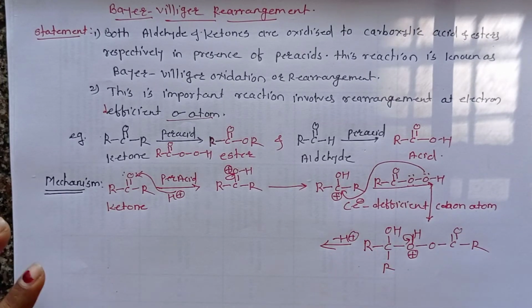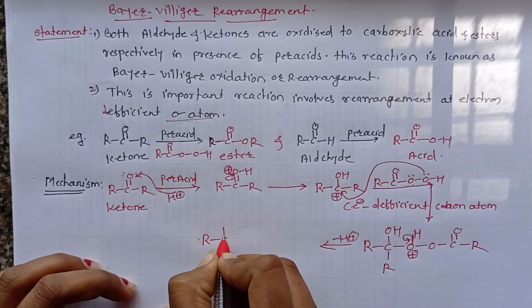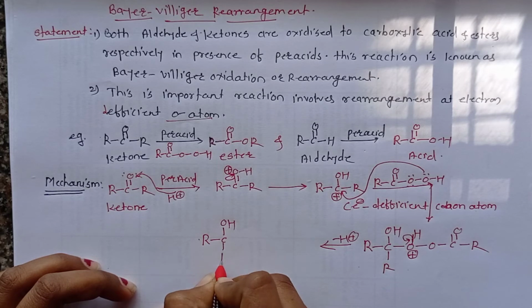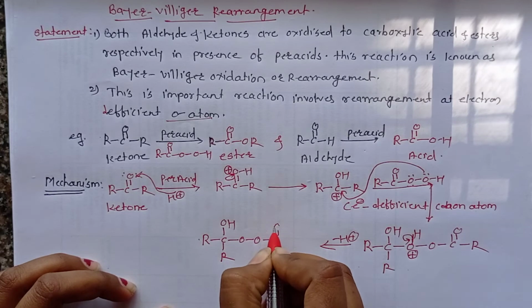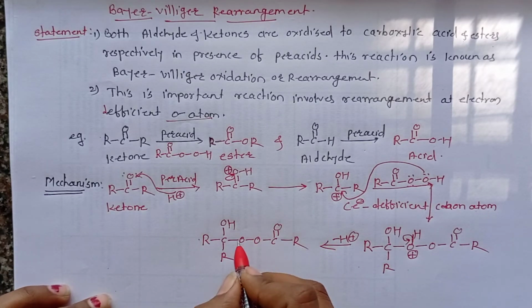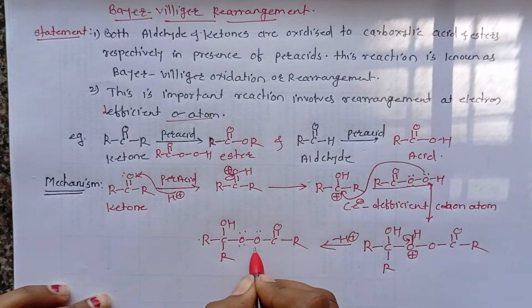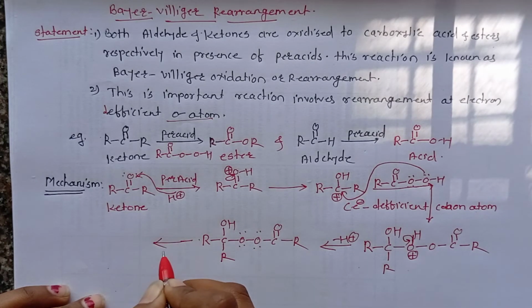So in the next step, formation of R-C-O-H, here R, O-C double bond O-R. Here is the presence of the lone pair of oxygen. In the next step, this is the important step.